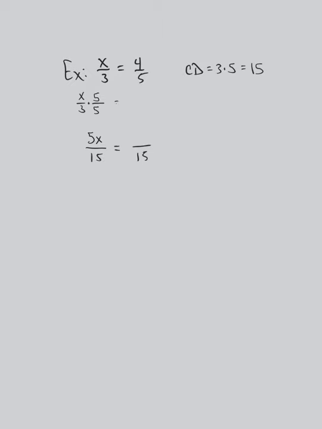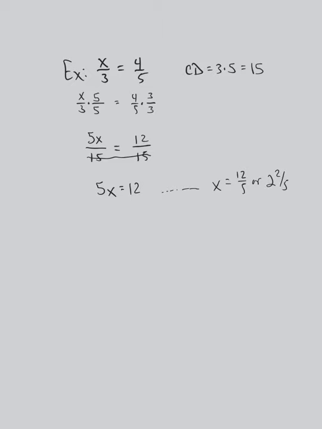Then I come over here to this 4/5. What do I multiply its top and bottom by so that the denominator becomes 15? I would multiply top and bottom by 3, and I end up with 4 times 3, which is 12. Notice that all the denominators are the same, so I can cross that out, and I get 5x is equal to 12. Then you would divide by 5 and end up with x is 12 over 5, or 2 2/5.